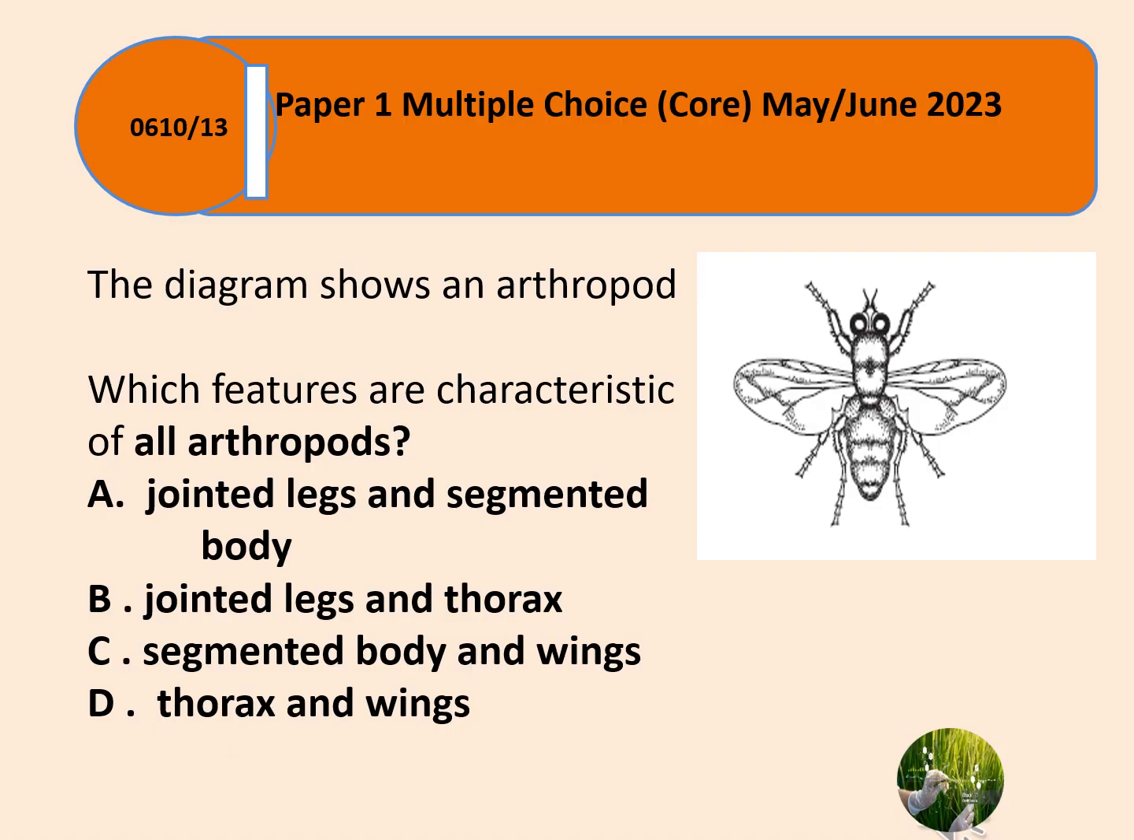This is also a multiple choice question. May June 2023. The diagram shows an arthropod. Which features are characteristic of all arthropods? A. Jointed legs and segmented body. B. Jointed legs and thorax. C. Segmented body and wings. D. Thorax and wings. I showed in the chart too that features of arthropods, that is jointed legs and segmented body. So A is the correct answer.